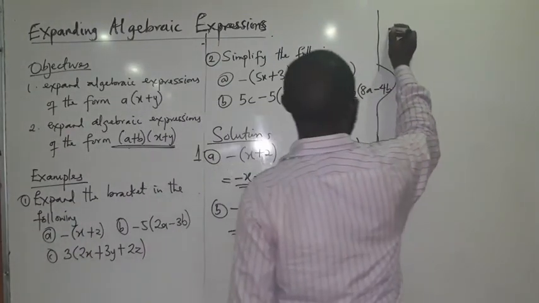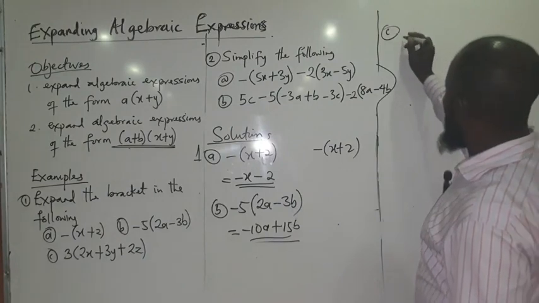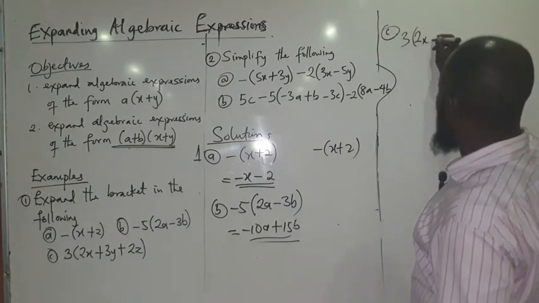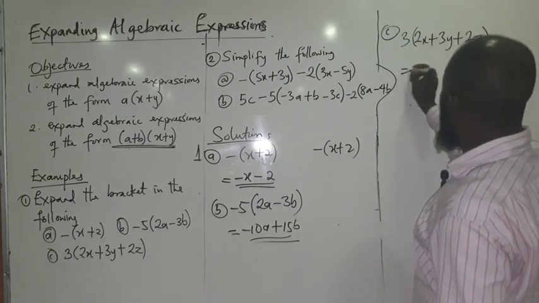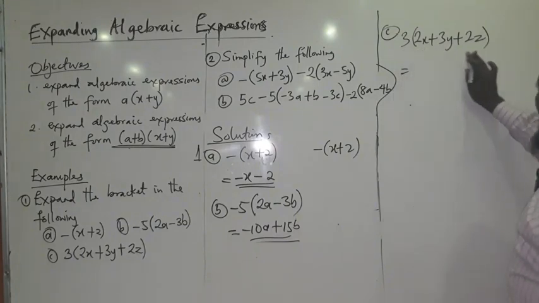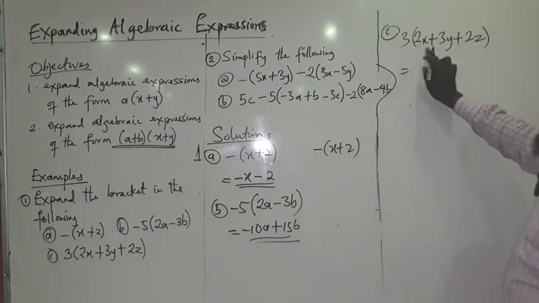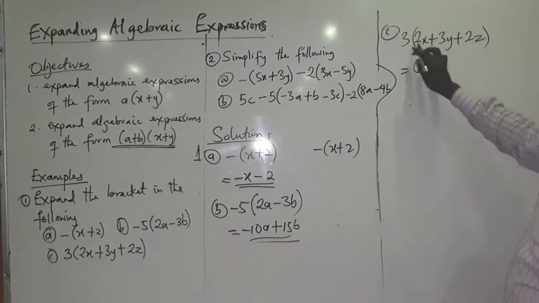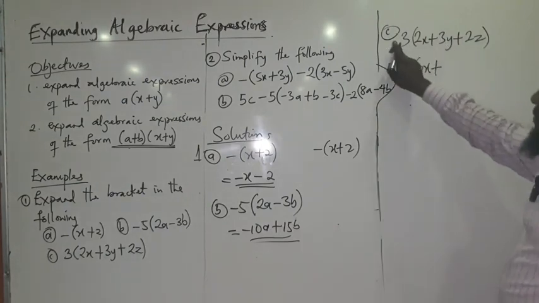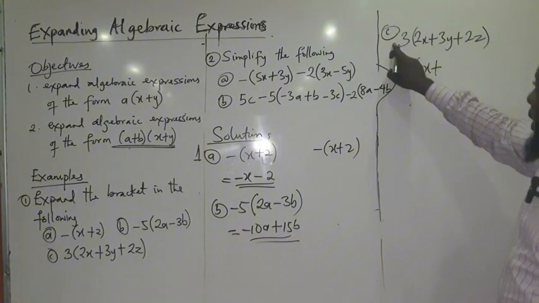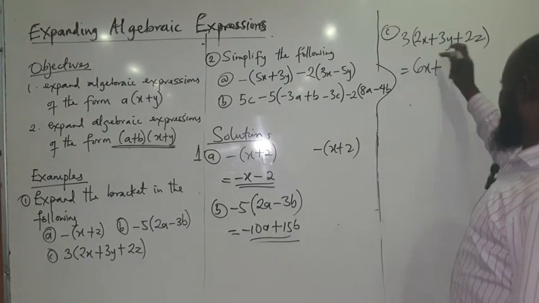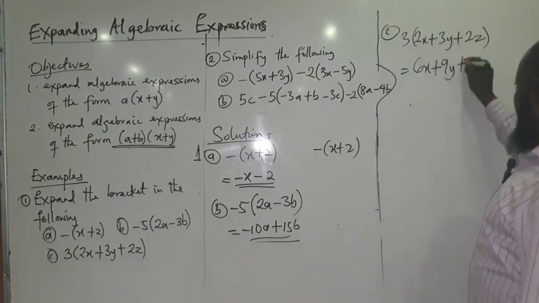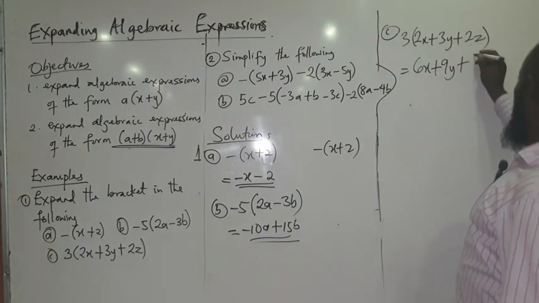Then let's look at the last one, which is C. We have 3 into the bracket 2x + 3y + 2z. The same thing: we use this 3 to multiply all the terms in the bracket. 3 times 2x gives us 6x. Then 3 times plus 3y: if you have a number without any sign, it means it is plus. So plus times plus is plus, and 3 times 3 is 9y. Plus 3 times 2, that is 6, then z.